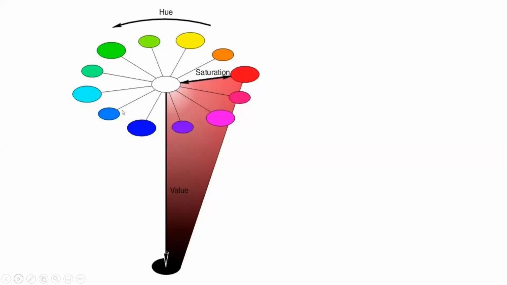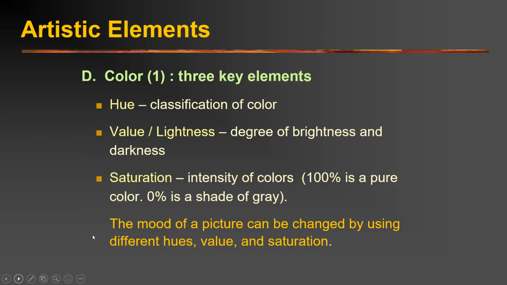So have hue, classification of color. Is it green, blue, violet, red? And then lightness, value or lightness, degree of brightness, right? Value. And then we have the saturation. Anong kulay ng pagka-red pa niya?